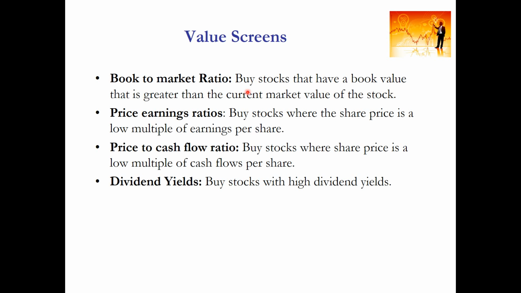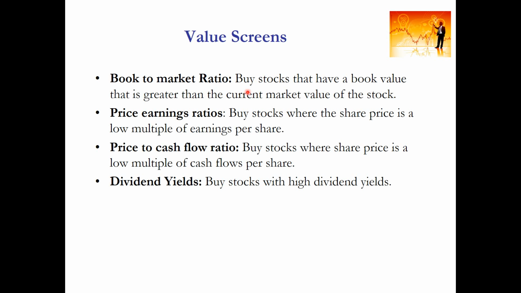So let's look at some alternative value screens that you might think about if you are trying to look at an appropriate, systematic, objective value investment strategy that is relevant in the 21st century, and hence does not have the degree of complexity that maybe Ben Graham's screens had. So the four most common screens that tend to be used by value investors are the book to market ratio, price to earning ratio, price to cash flow ratio, and dividend yields.